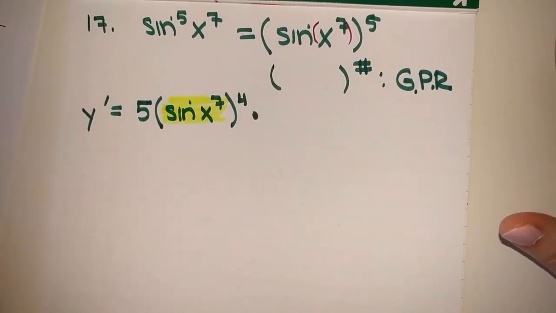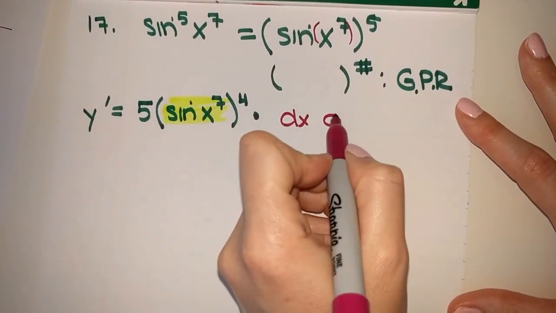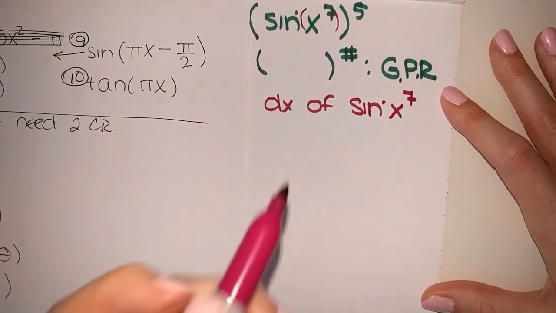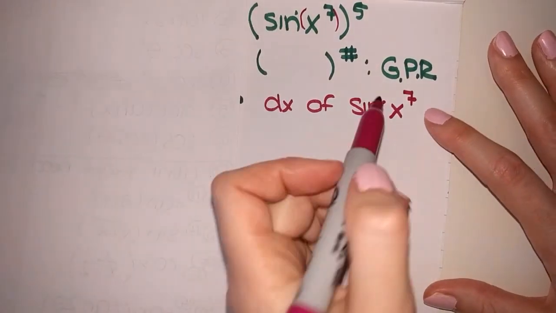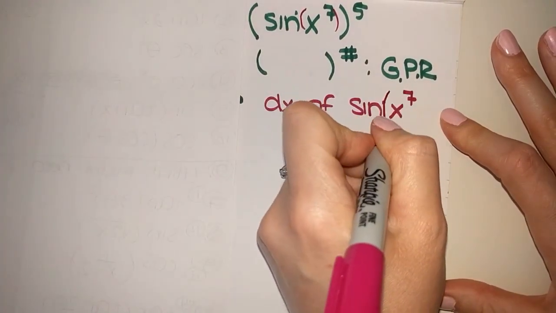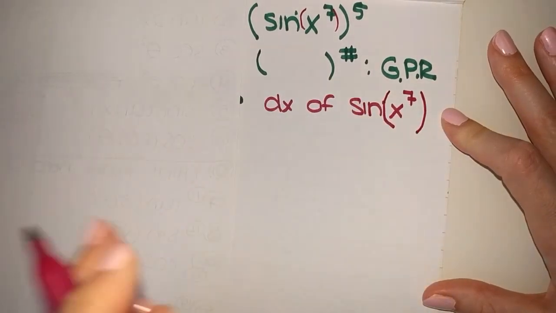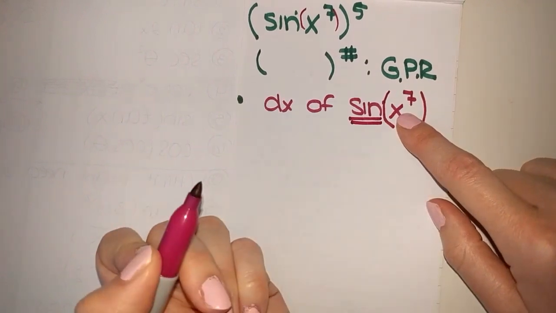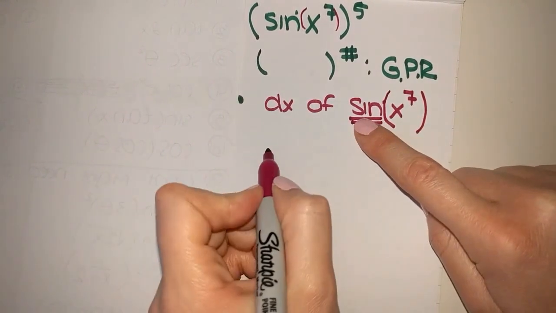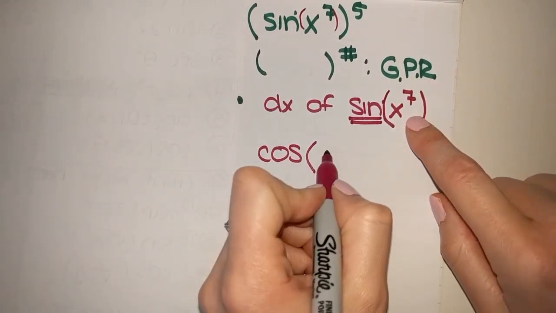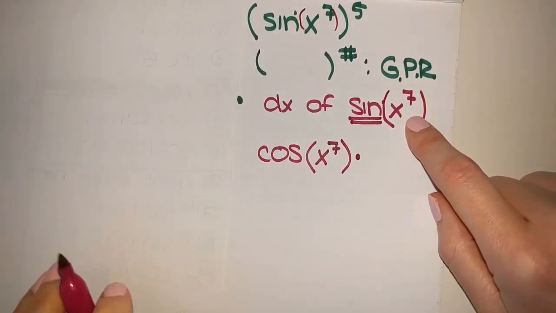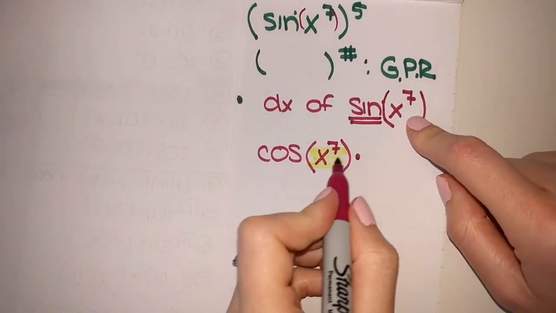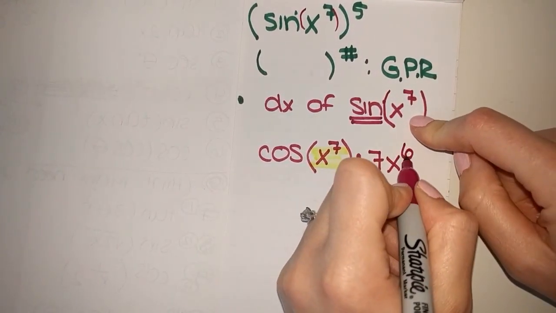So I'm going to go off to the side and think about how to take the derivative of sine x to the 7th. All right, so again, remember that when you take the derivative of sine x to the 7th, this x to the 7th is understood to be in parentheses. So that is your inner function, leaving you with sine as your outer function. So the derivative of sine is cosine, keep the inner fixed, and then multiply by the derivative of the inner. So the derivative of x to the 7th is 7x to the 6th.